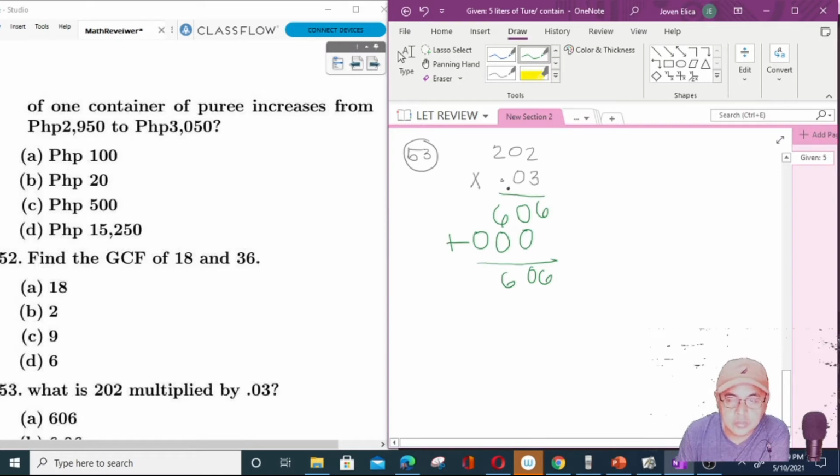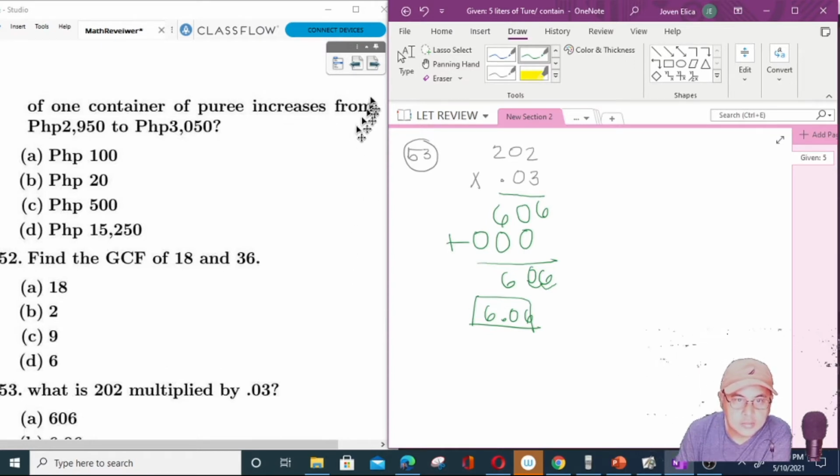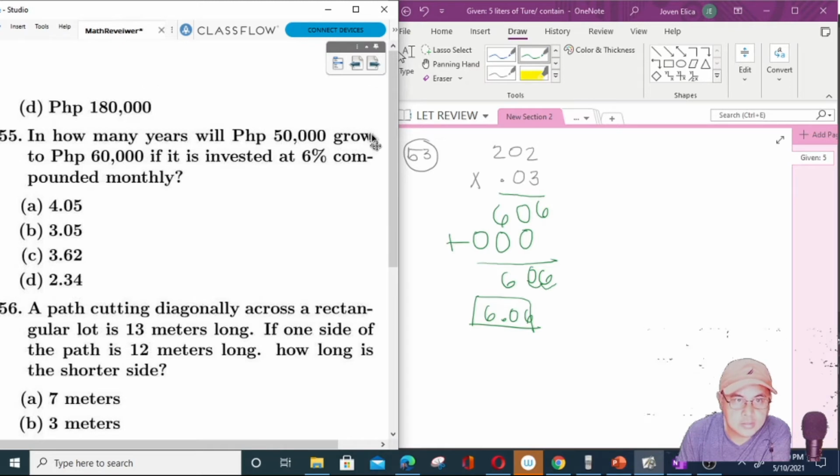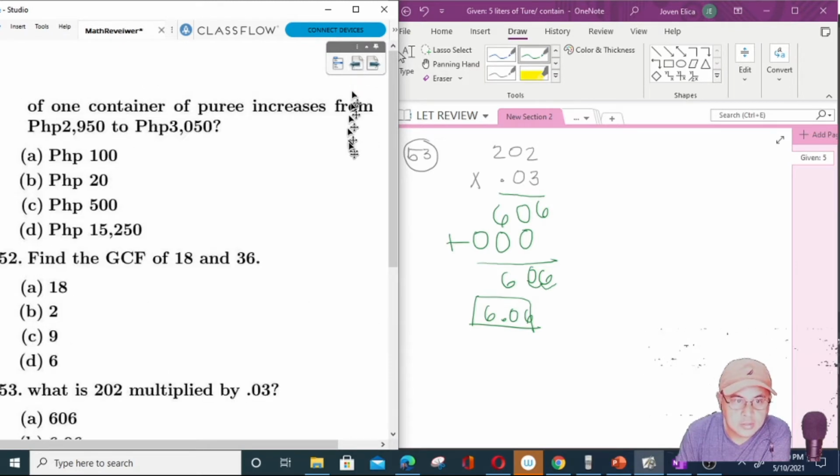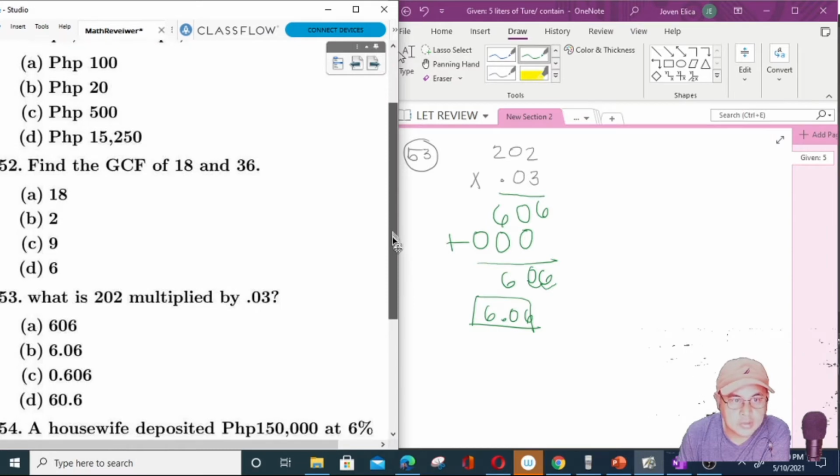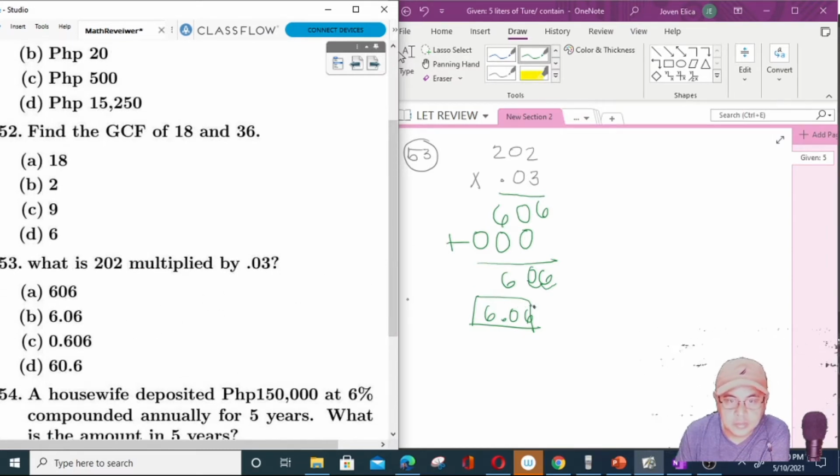And then since we have two decimal places, just move the decimal place from right to left. So therefore the answer is 6.06. So the answer is letter, where is that number? Letter B. The answer is letter B.